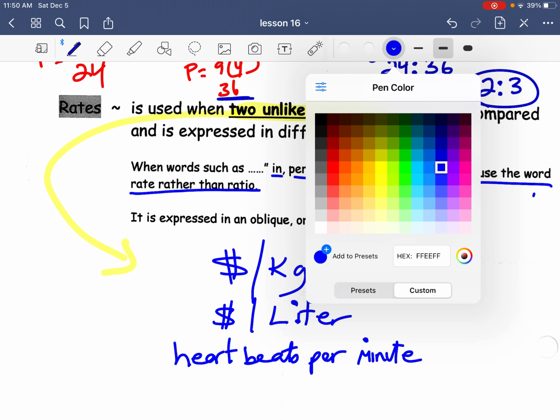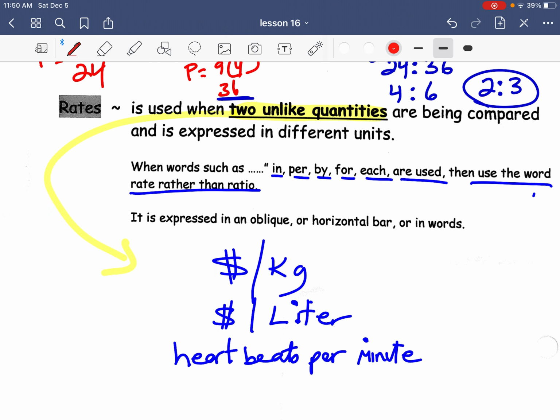Trying to think of some other ideas here, sorry, from rates, comparing rates and ratios. Your rates also could be, if you're talking about a sprinter, how many meters can they run per second?